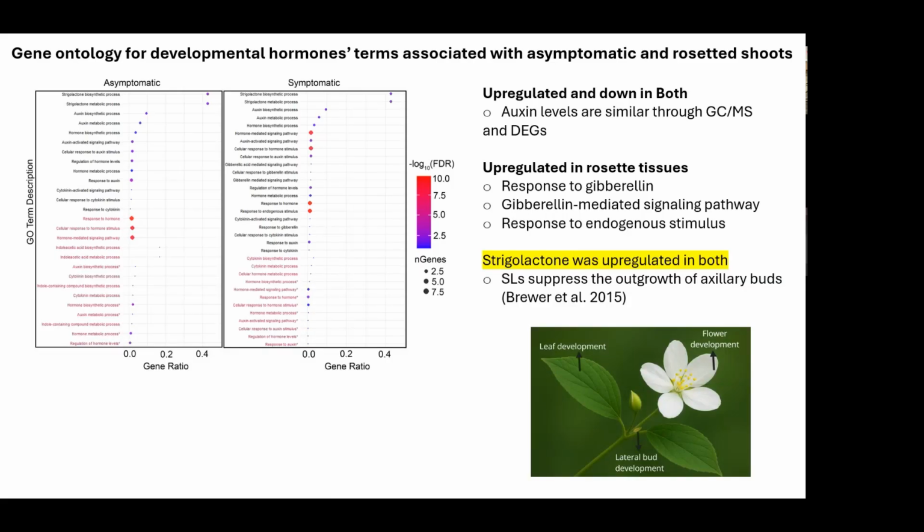And surprisingly, as you can see, we had strigolactone, which is almost like a new hormone, which was upregulated in the GO terms in both asymptomatic and symptomatic, and their gene ratio is higher compared to other GO terms. And as we know, strigolactone represents the outgrowth of axillary buds, and we think this might be inhibiting the function of the auxin. And all these hormones which we have worked on here are involved in leaf development, flower development, and plant bud development.